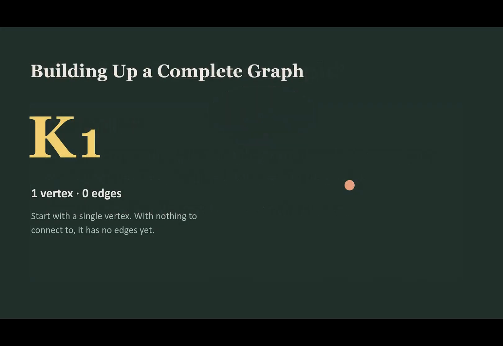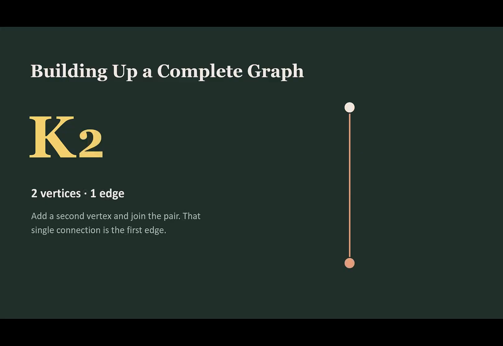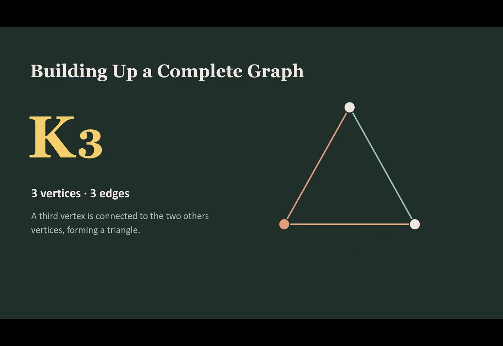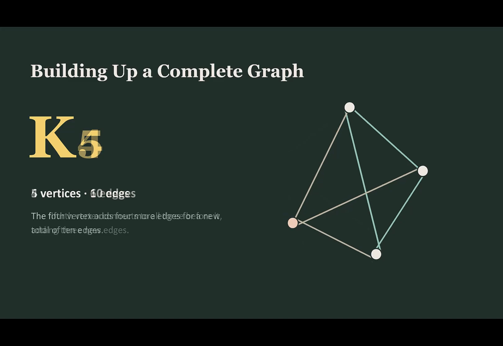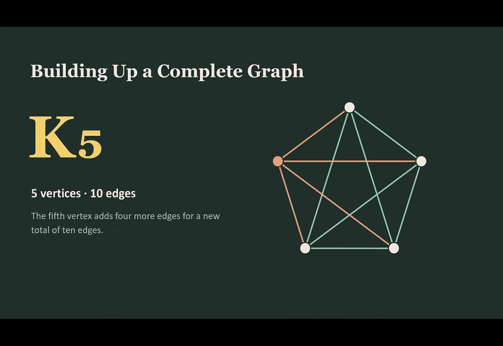K1 has one vertex, and because it has nothing to connect to and we're not allowed to have loops, it doesn't have an edge. When we add an edge and make K2, we now have two vertices and one edge. When we add a third vertex and connect it to the other two vertices, we form a triangle. When we add a vertex to make K4, it adds 3 new edges. Now we have 4 vertices and 6 edges. When we add our fifth vertex, we add 4 more edges to give us a total of 10.